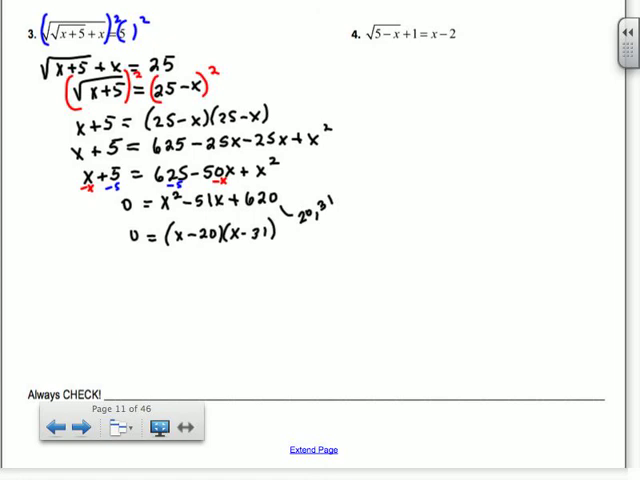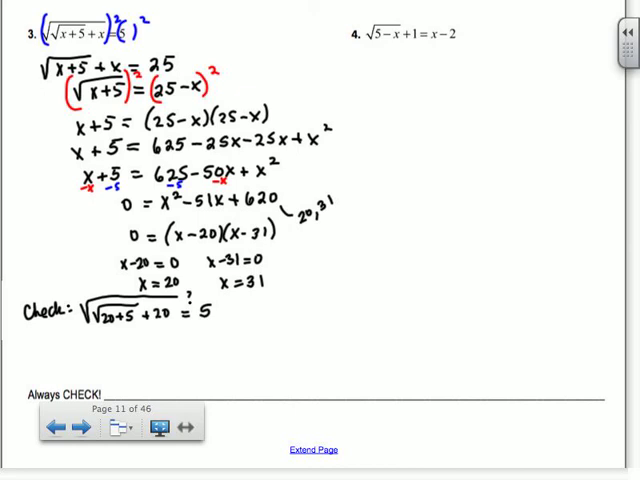So that means x minus 20 could be 0, or x minus 31 could be 0. So x could equal 20, or x could equal 31. And we should check. So when I check, I'm going to do my big square root, my little square root. So I have 20 plus 5 under the root, plus 20. I want to see if that equals 5.